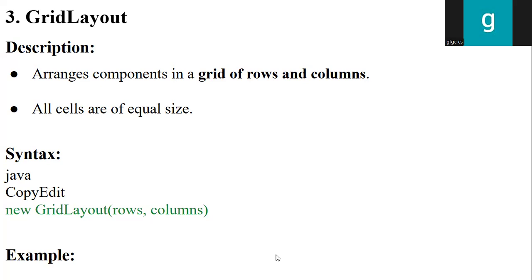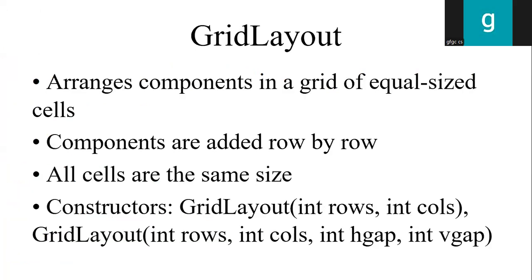In Java, new GridLayout with rows and columns. I have to mention the grid layout rows and columns, how many rows and how many columns I want to add. Similar to a table: when we create a table, we have to mention how many rows and how many columns we need. In this grid layout also, we have to give those details. It arranges components in a grid of equal size cells.